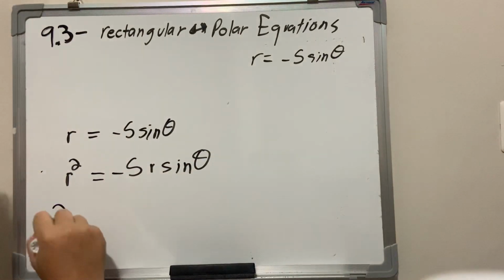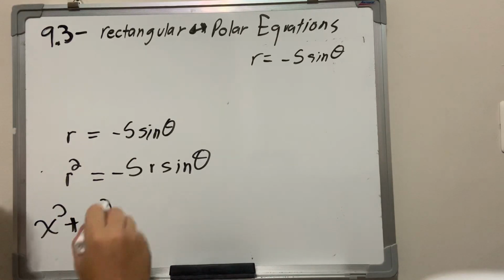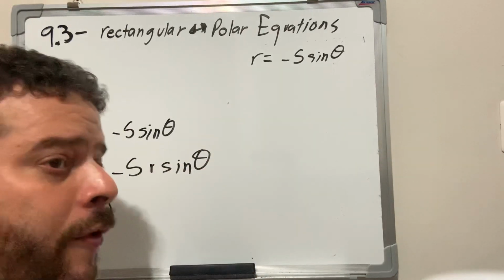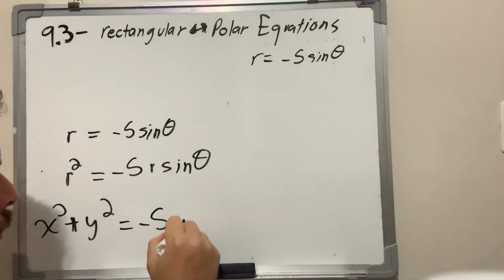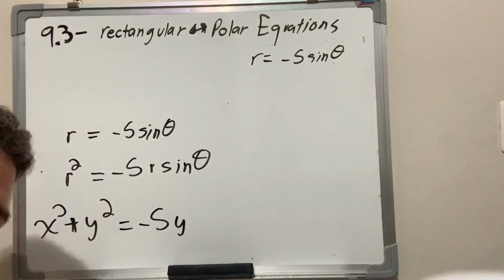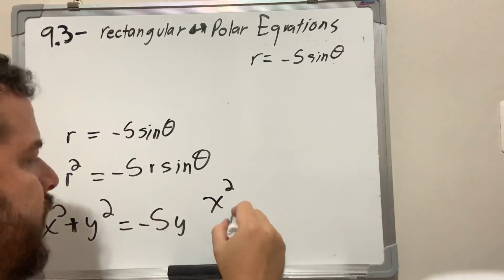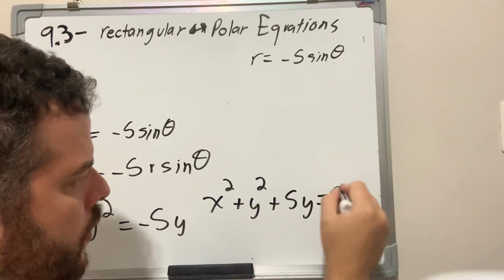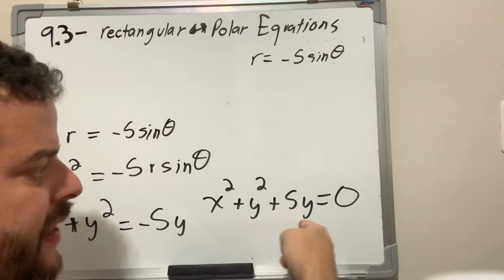Substitute this for x squared plus y squared, as we saw in the previous example. And then you're going to substitute r sine theta for what? Y. And you're done. You can isolate, sending the negative 5y to the left-hand side. And that's it. I went from polar to rectangular.